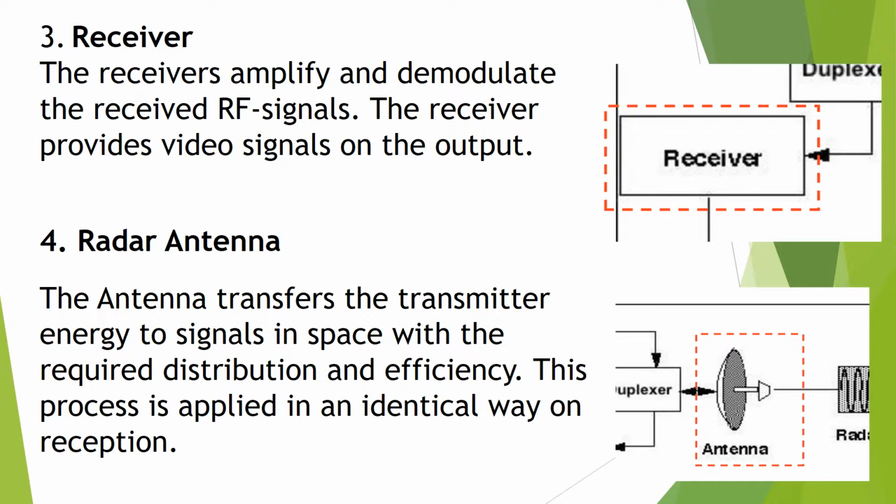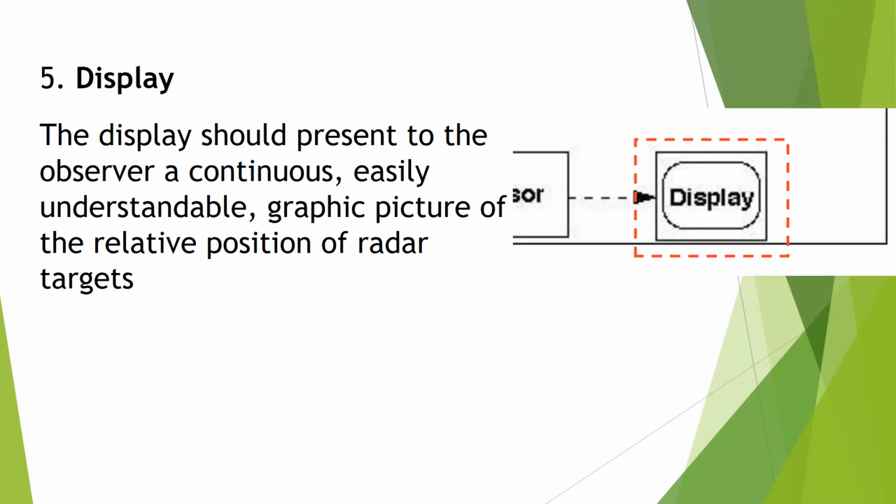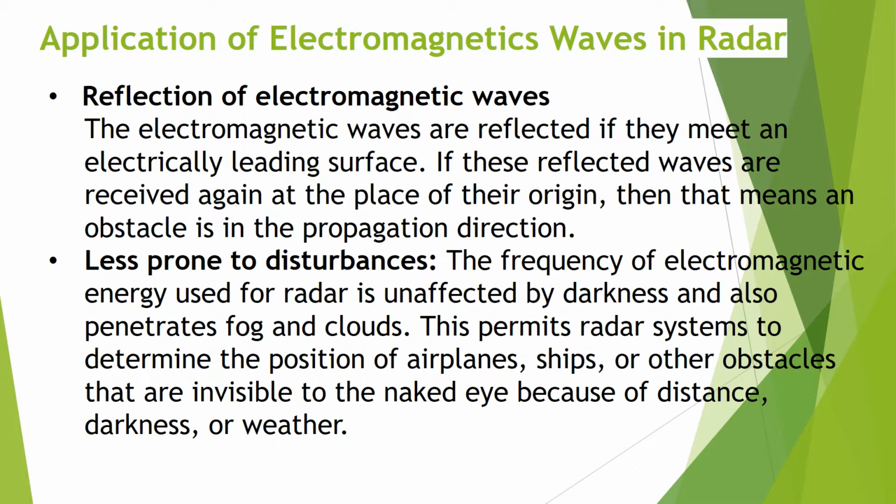Another important component of the radar is the antenna. The antenna transfers the transmitter energy to signals in space with the required distribution and efficiency. This process is applied in an identical way on reception. The display. The display should present to the observer a continuous, easily understandable graphic picture of the relative position of radar target. Let's come to the application of electromagnetic waves in radar.